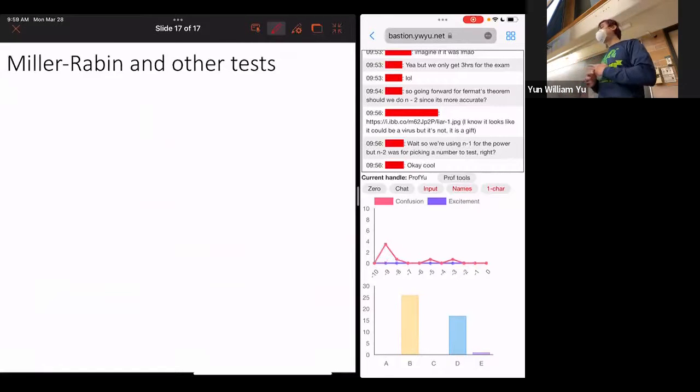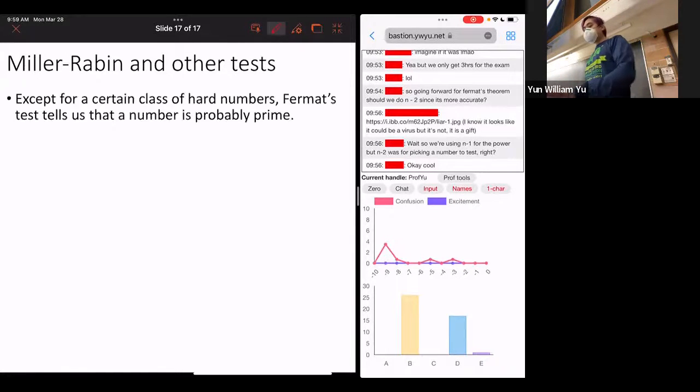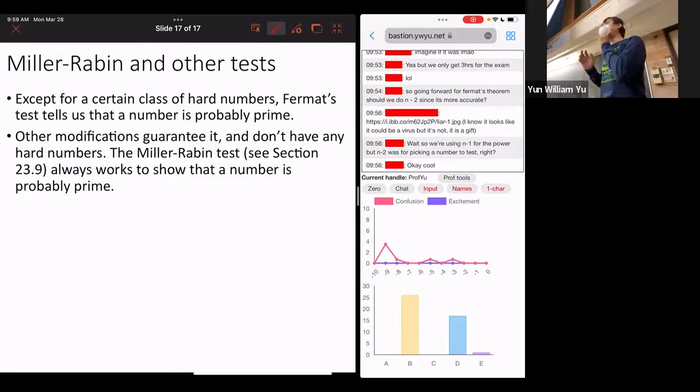For the sake of completeness, I'm going to mention a couple other tests. Except for a certain class of hard numbers, these Carmichael numbers, Fermat's test tells us that a number is probably prime. There are other modifications that guarantee it. There's a fancier test called the Miller-Rabin test. It's in your textbook, so you can read it if you want, and it always works. There are no hard numbers for it, so it works even for these weird Carmichael numbers, to show the number is probably prime.